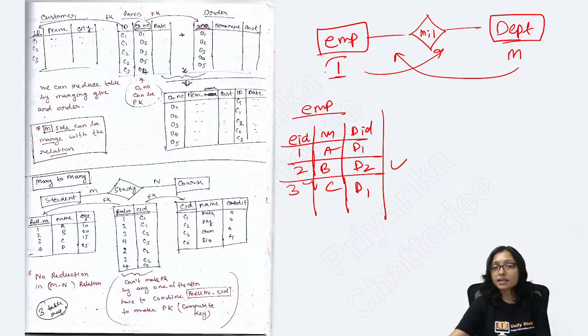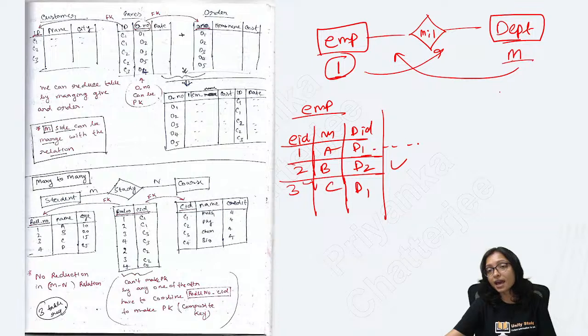Because here the cardinality is 1, there is no chance that one employee will work for multiple departments. Whenever one employee works for multiple departments, there will be a multi-valued attribute, and multi-valued is not possible.